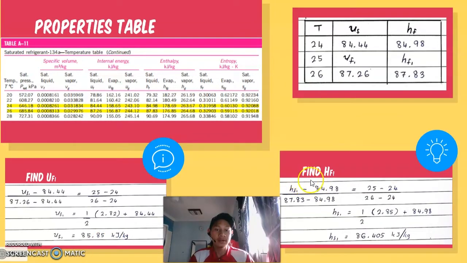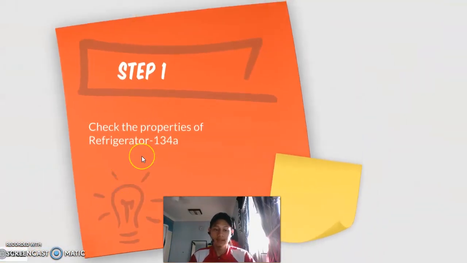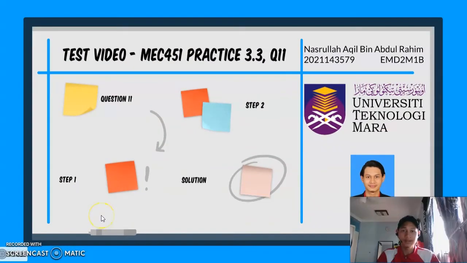Next we must find the enthalpy HF1. Same with the previous, the left hand side is for the enthalpy and the right hand side is for the temperature. So after I simplify it, I get this equation. So the answer for HF1 is equal to 86.405 kilojoule per kilogram. So we move on to the second step.